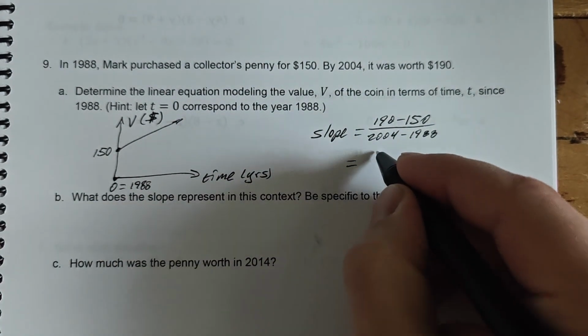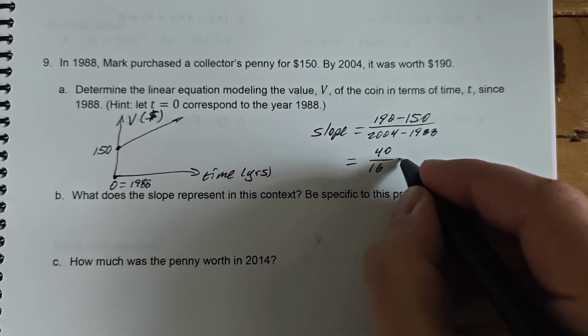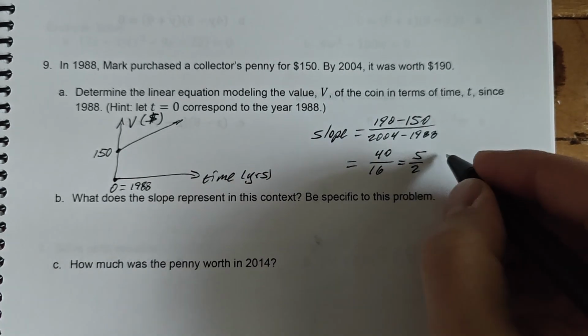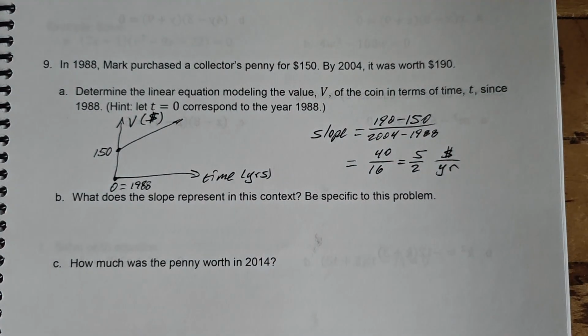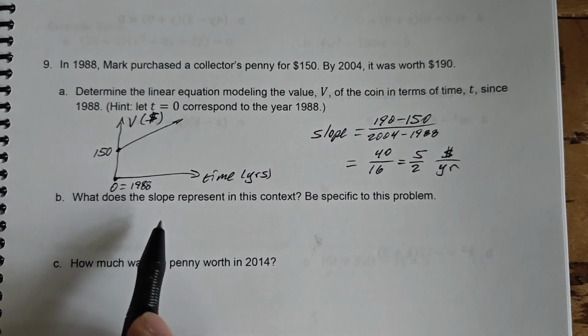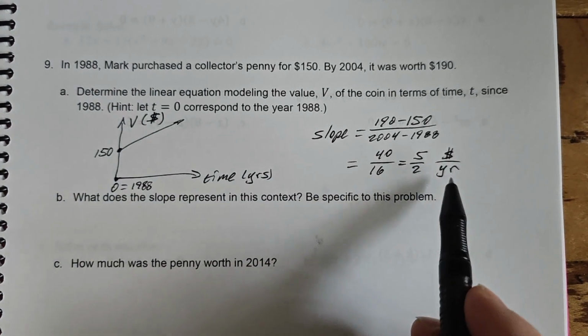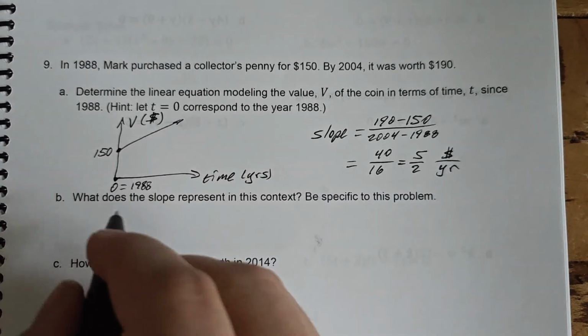That's equal to 40 over 16, which can be simplified down to 5 divided by 2. That's going to be dollars per year. What does the slope represent in this context? Be specific to this problem. Well, the slope is in dollars per year, so it goes up by $5 every 2 years.